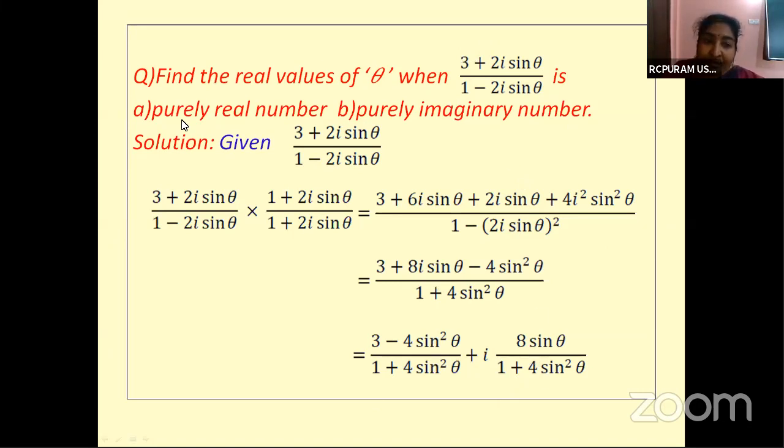Now let us talk about purely real number and purely imaginary number. Now what is purely real? All this time in the previous classes, what we were looking into were real numbers only. That means there is no i term in the given number, isn't it? That means when a number is purely real, the imaginary part should be equal to 0. When I say it is purely imaginary, that means the real part should be equal to 0.